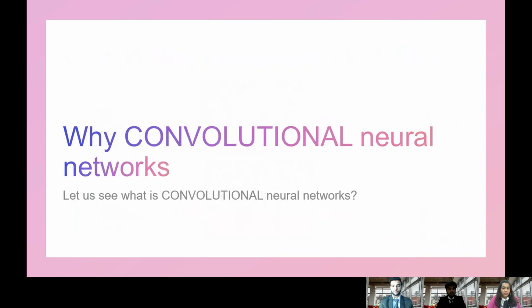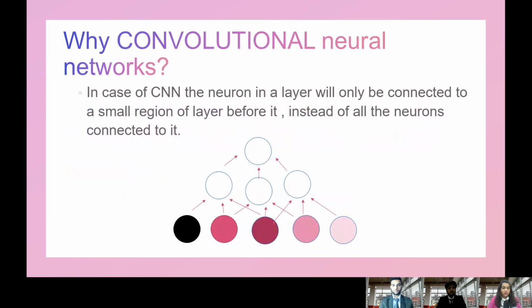Why convolutional neural network? Let us see what a convolutional neural network is. In the case of CNN, a neuron in a layer will only be connected to a small region of the layer before it, instead of all the neurons being connected to it. If you consider neuron 2, it is only connected to 3 other neurons, unlike the fully connected network, where the same neuron will be connected to all the last 5 neurons. Because of this, we need to handle fewer weights, and in turn we need fewer neurons as well.